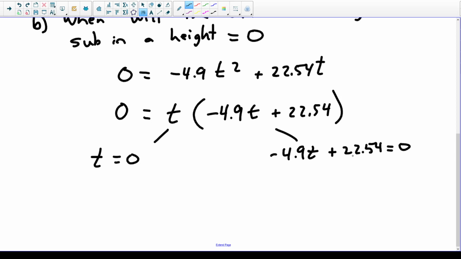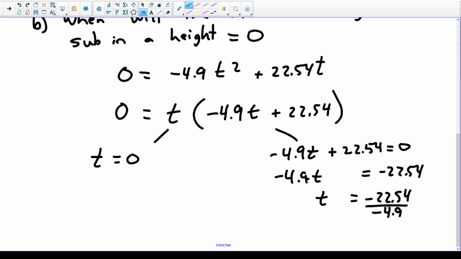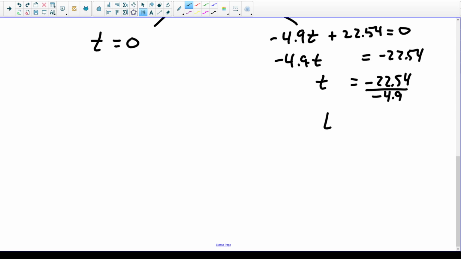Let's isolate t. The first thing I'm going to do is move the 22.54 over to the other side. And now I have to get rid of the negative 4.9, which is multiplying t. So let's divide by negative 4.9. So what do we get? I'll use my calculator off to the side. And I'm getting 4.6 seconds. So if I sketch my parabola so far, I know that at 0 and at 4.6 seconds, my height is at 0. When does the ball hit the ground? The ball hits the ground at 4.6 seconds.